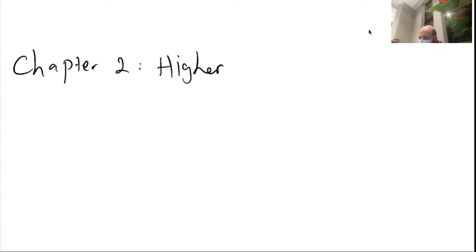Hello, everyone. So last time we finished the topic of first order ODEs. Now this time we want to look at second order ODEs, basically higher order ODEs, and in particular, we'll look at second order ODEs. So chapter 2, higher order ODEs. And let's start with second order ODEs.